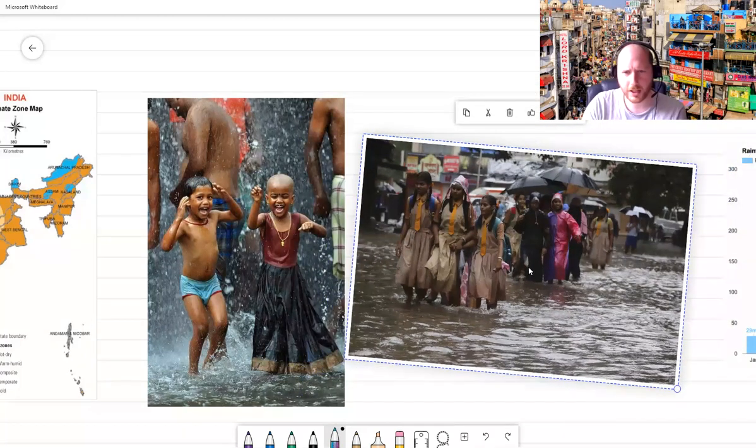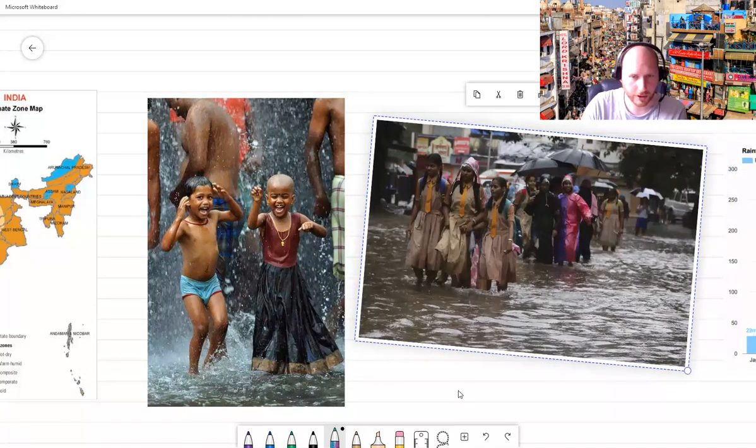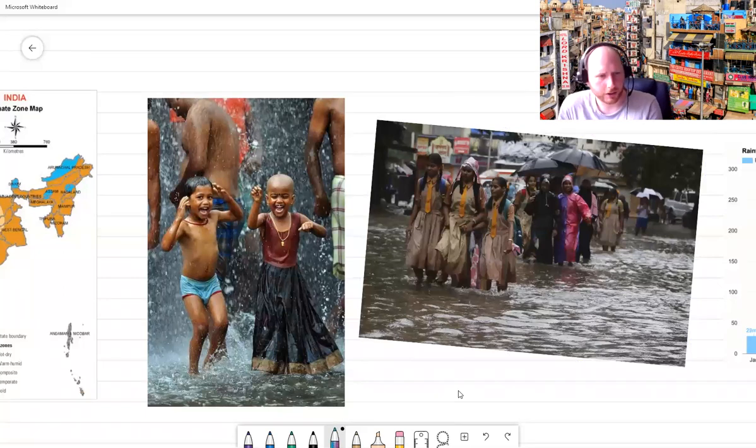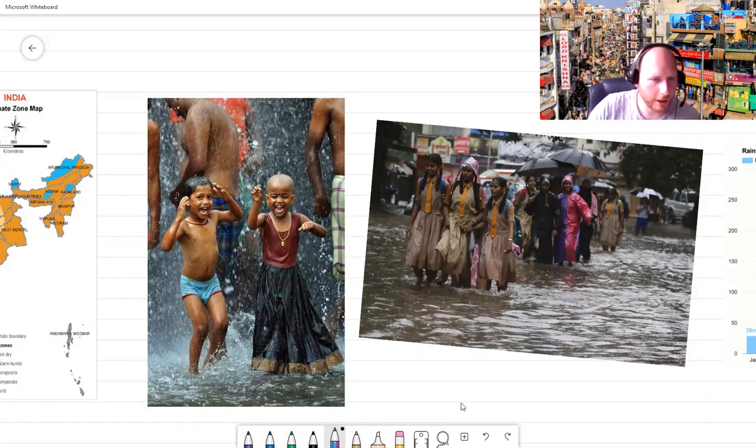But the monsoon isn't necessarily a negative thing. It can be dangerous if it floods, of course. People can be hurt or killed. But for a lot of people, the monsoon is really important, because if you're a farmer and you've been waiting for that rain all year, when it comes, it's going to be a time of celebration for sure.